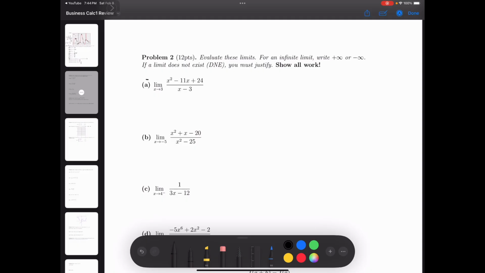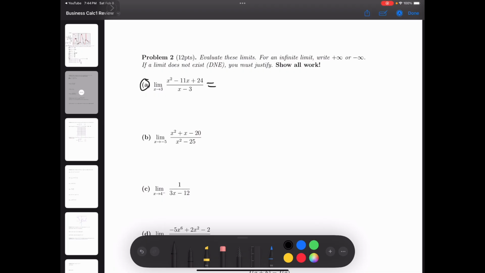So for part A, we need to know if the discontinuity at x equals 3 is going to be removable, in which case we'll have a finite limit, or if it's infinite. And to figure that out, we just have to factor the top. Two things that multiply together to equal 24, but subtract to equal 11.